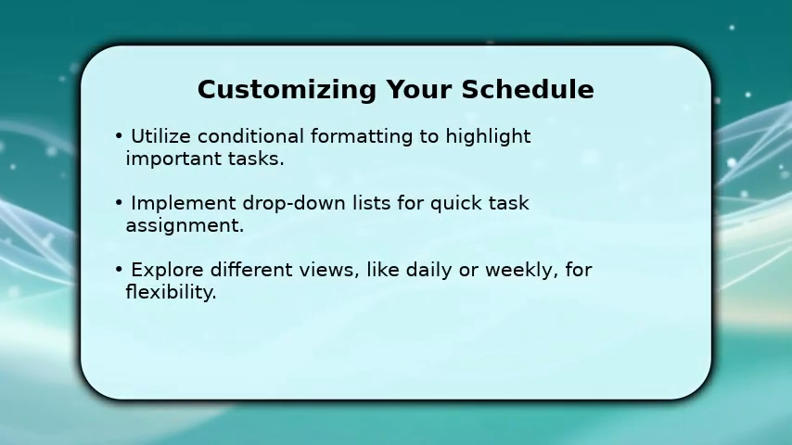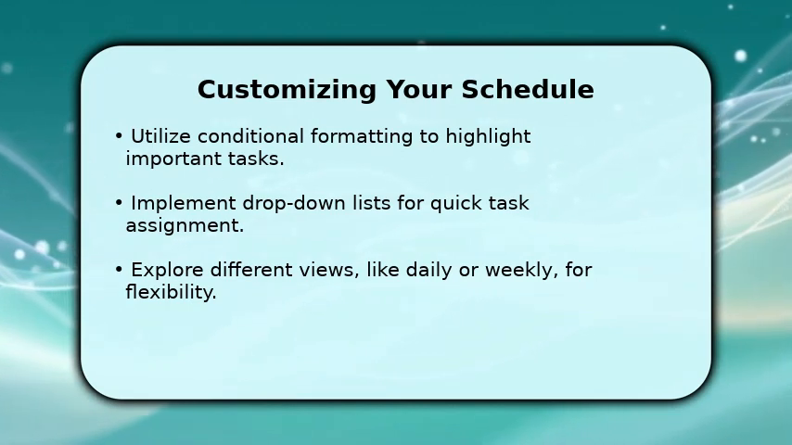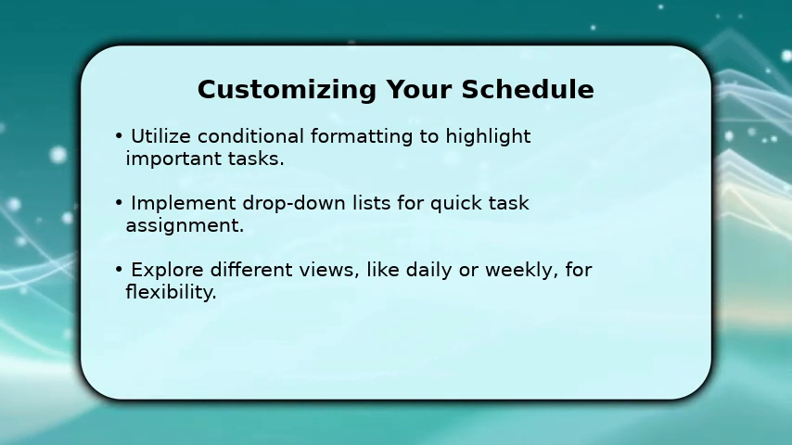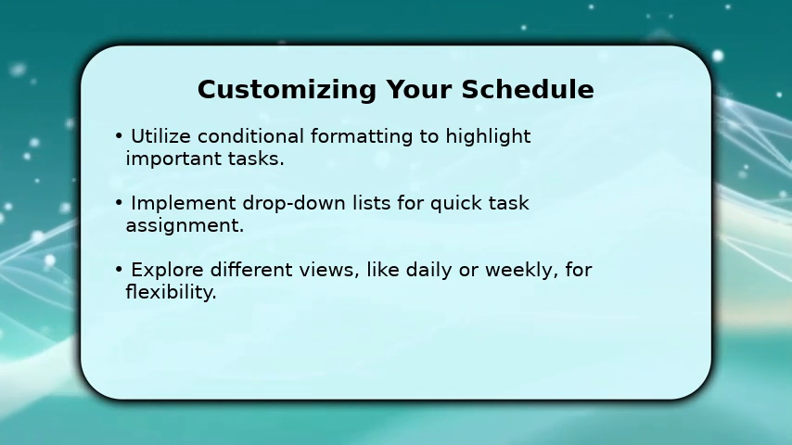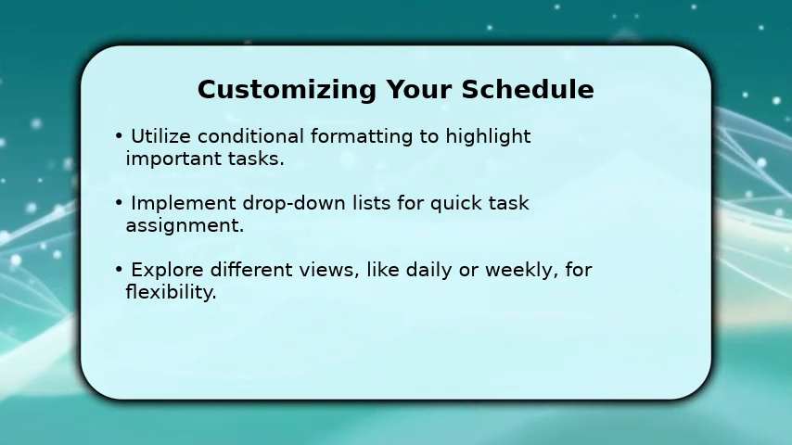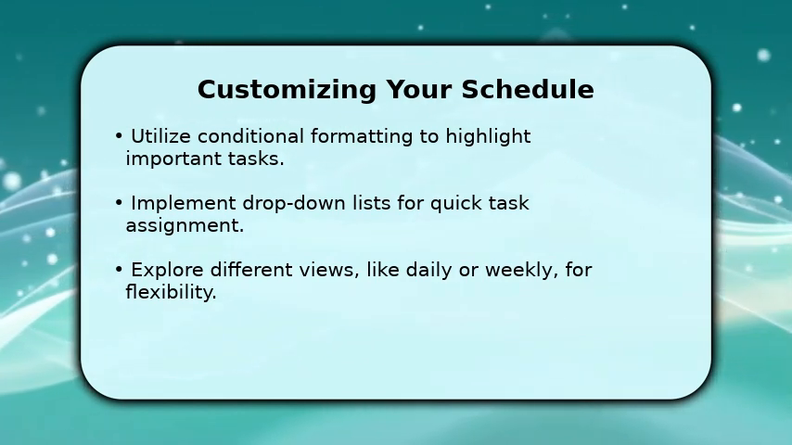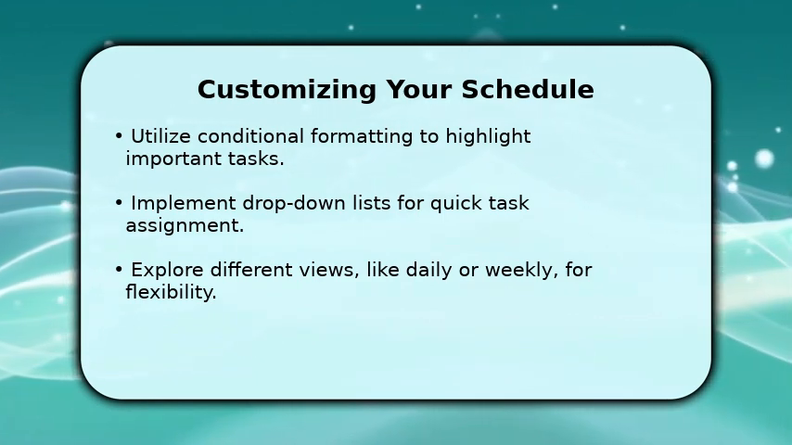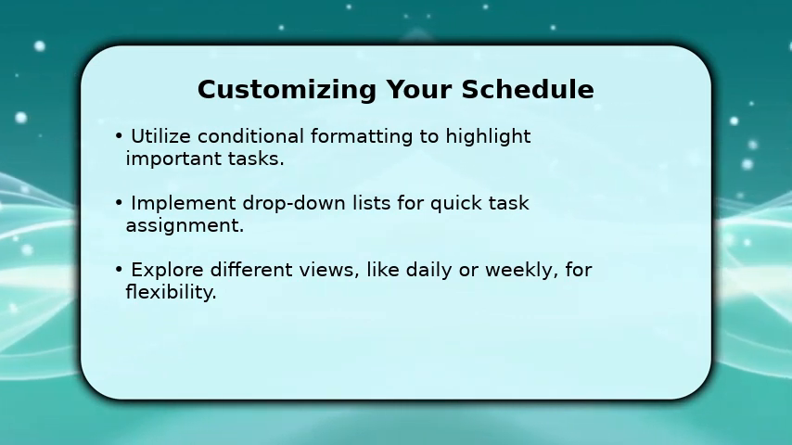Now, let's make your schedule more dynamic. Conditional formatting can automatically change cell colors based on criteria, like task status or priority. For example, tasks due today could turn red. Creating drop-down lists for common tasks or team members saves time and ensures consistency. You can also easily duplicate sheets to create weekly or monthly views, giving you a comprehensive overview of your commitments.